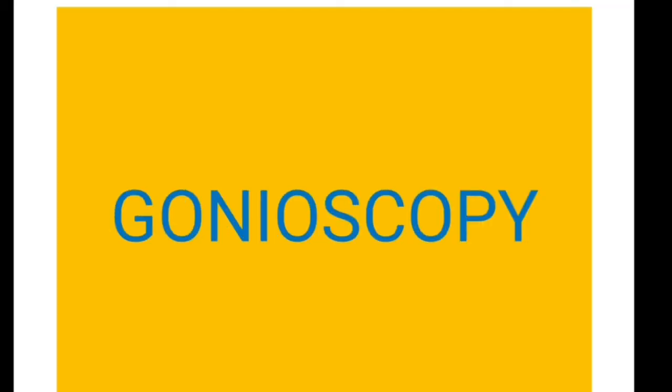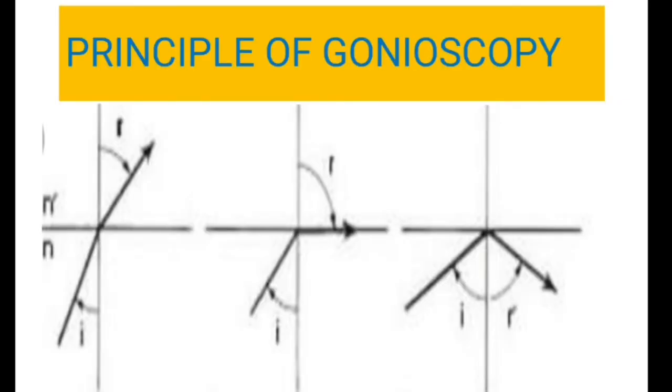Gonioscopy. What is gonioscopy? It is a procedure which is used to visualize the structures of the angle of the anterior chamber, and this is done by using a gonioscope. What is the principle of gonioscopy? Whenever somebody tells about the principle of gonioscopy, the words which we frequently hear are total internal reflection and the critical angle. So I will explain what that is first.